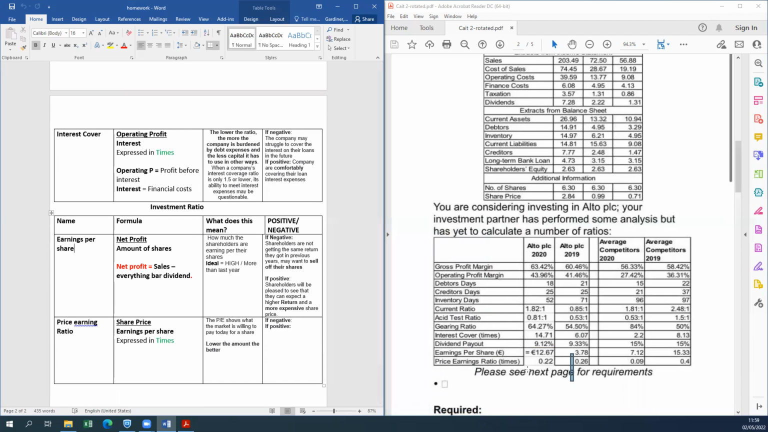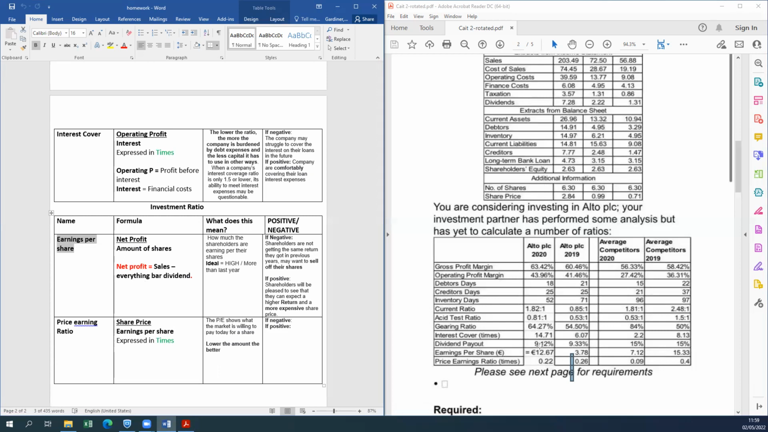Is it undervalued or overvalued? I don't know how this works, right? But you express them in time. So you get the share price, which is up here, and you divide it by this figure up here. So you have to get this first. You divide it by that figure, whatever you got.